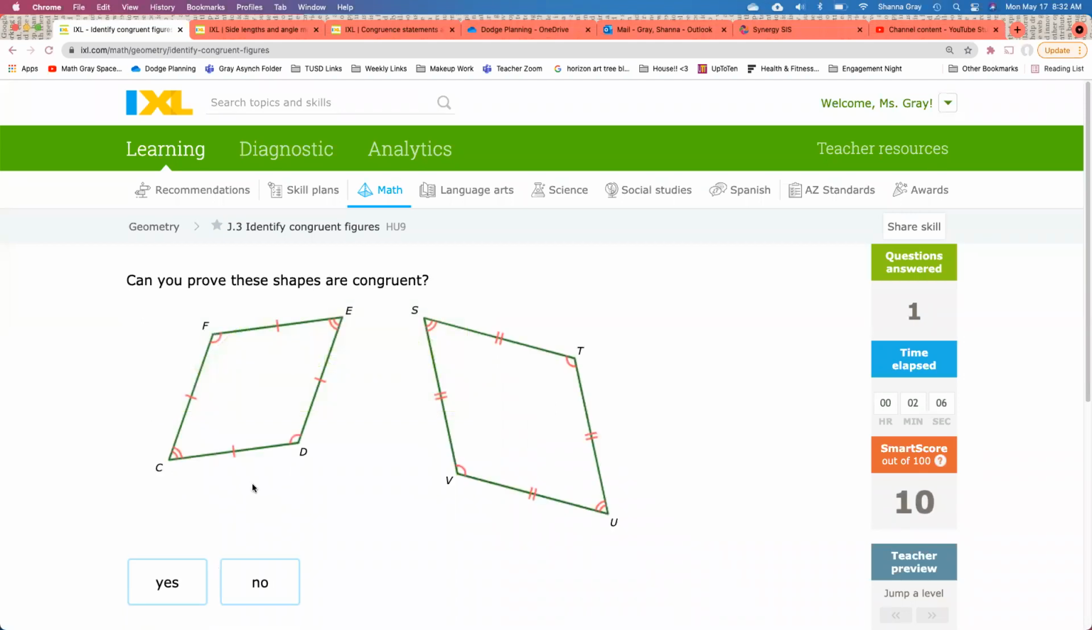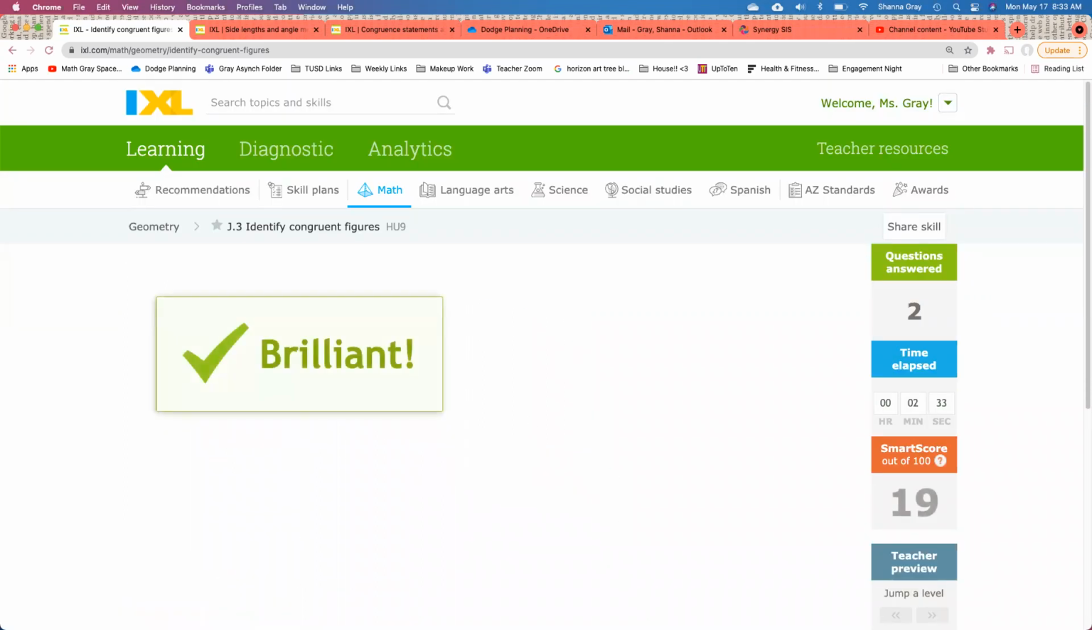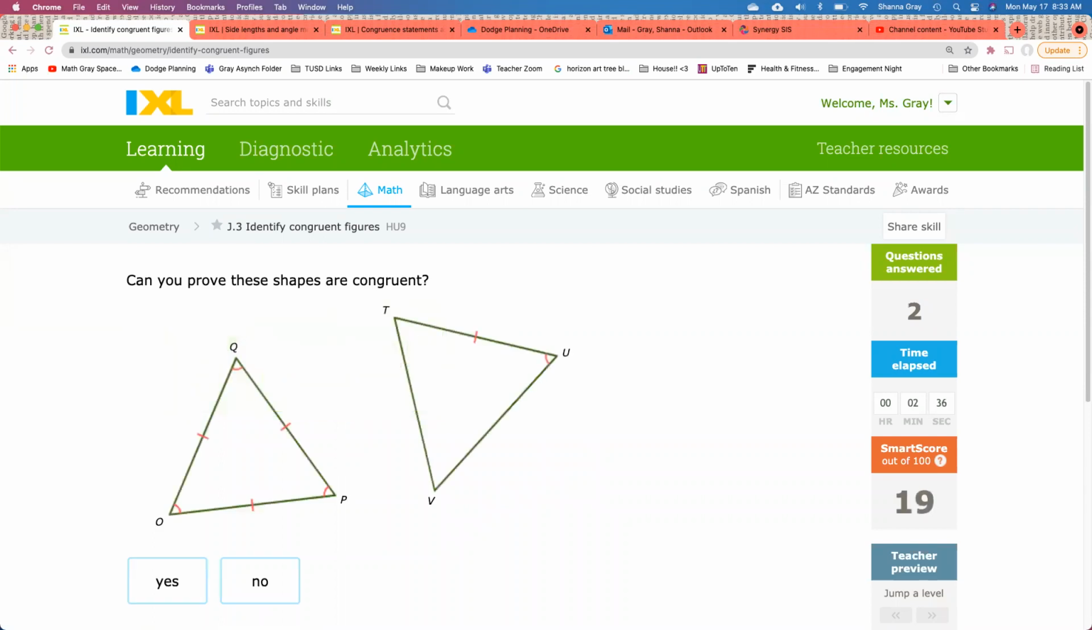Now I can talk about these little symbols here, which are notations to show you which pieces match. If they have the same number of lines or curved parts, then they match. So angle S and angle E are the same because they have the same notation there. But if I look at the measurements around, I see that all the sides of this parallelogram have one little hash mark, but all the ones in this one have 2. So that means they don't match. So that is a no. Very, very easy.